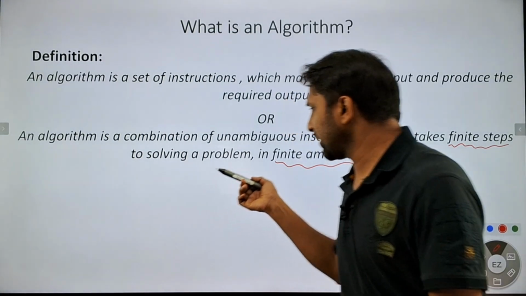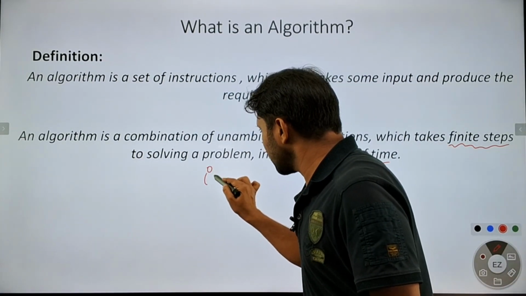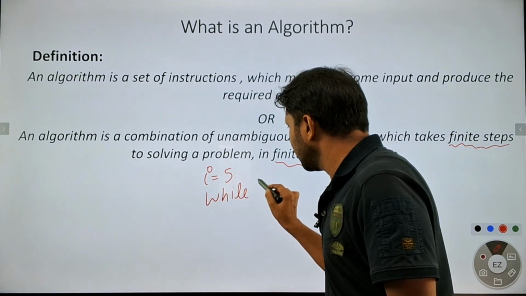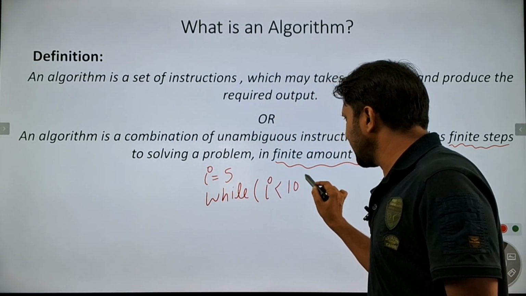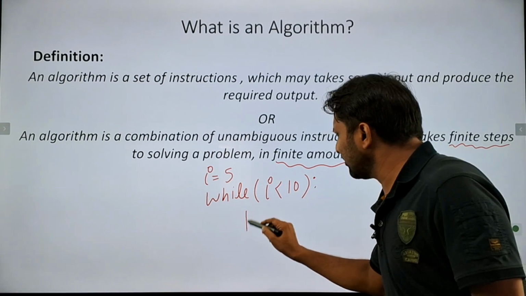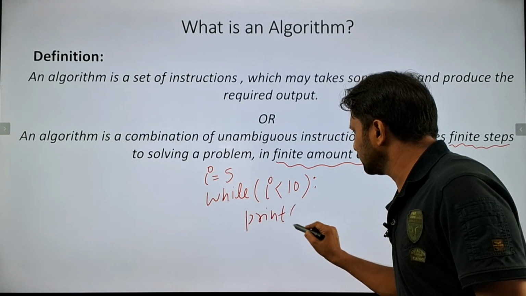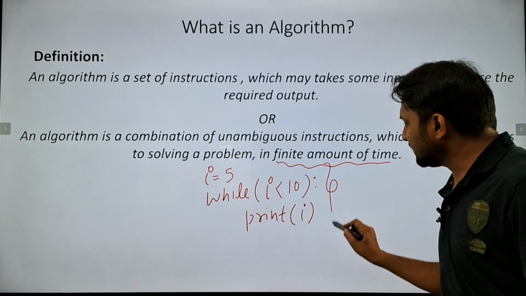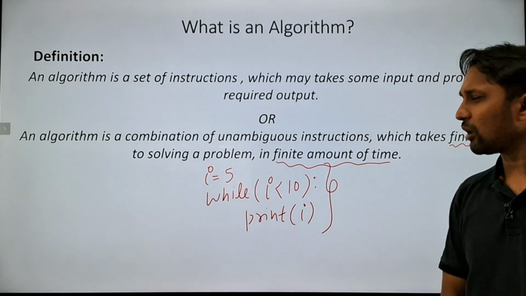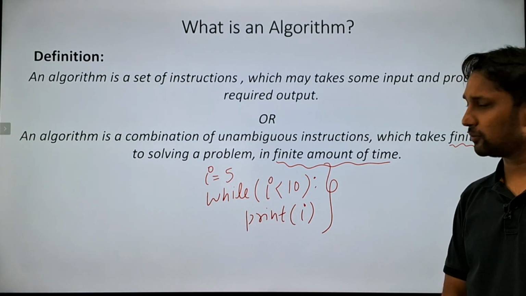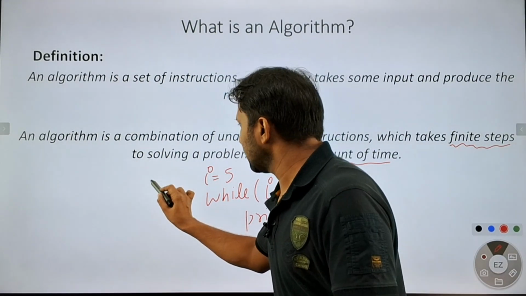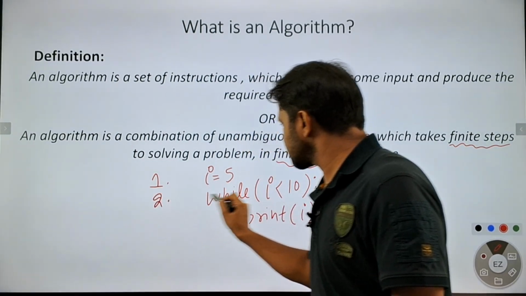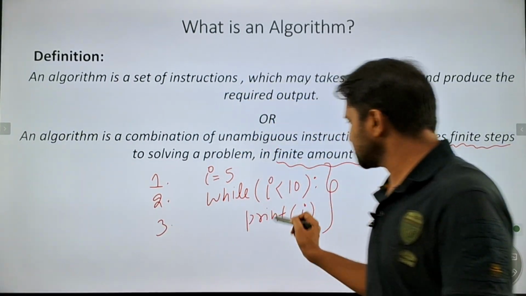Let me show you by one example. For example, I is equal to 5. I'm writing a loop over here: while I value is less than, let's suppose, 10, and I'm printing the I value. Can you tell me how many steps this algorithm will take to execute, or how much time? Let me write the instruction numbers. The first is the assignment, the while loop is the second instruction, and the print statement is the third instruction.